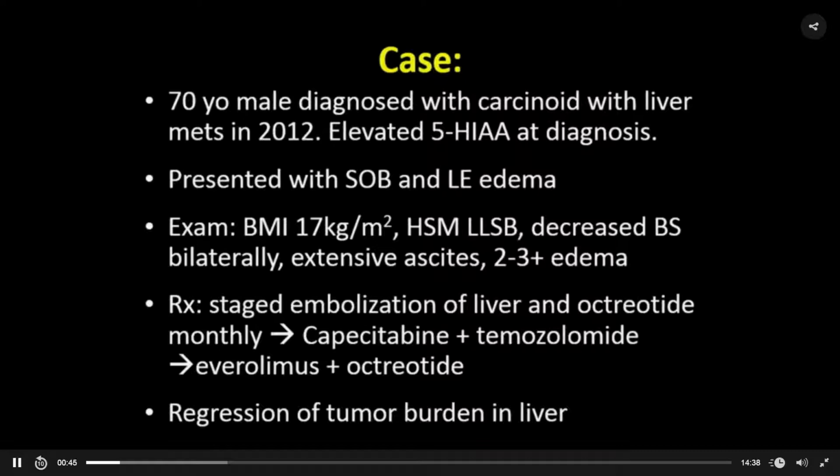His treatment up to that point included staged embolization of the liver and octreotide monthly. And then he failed that. His disease progressed on that. He went to a combination chemotherapy, which he did not tolerate, and then ultimately was changed to a targeted agent along with octreotide. And on this treatment, he had some regression of the tumor burden in his liver.